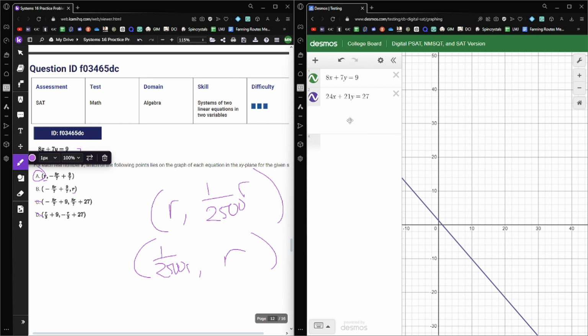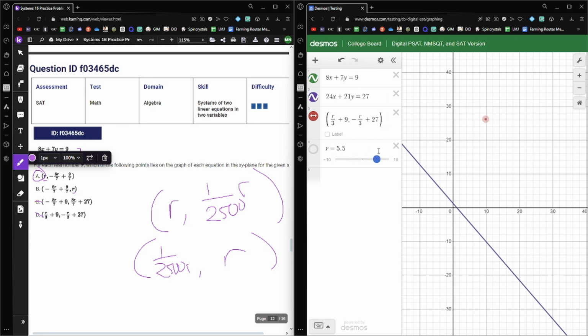And then 40 r over 3 plus 9, negative r over 3 plus 27. Add that slider. And this one is also just way off. So as you can see, if r is in a fraction in both places, it's going to be way off. So never try those. Save yourself some time.